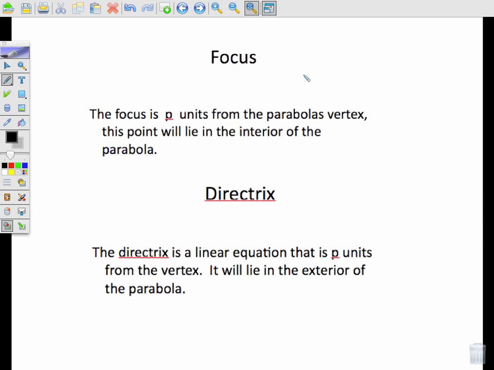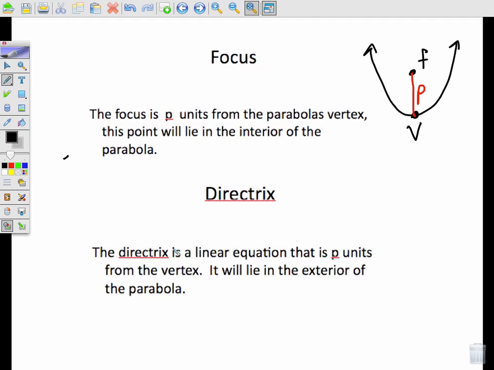With that, we have a couple definitions. One of them is the focus. The focus is a point that is p units from the parabola's vertex. So if this is my parabola, and this is the vertex, and this is my focus, then what this is telling me, and the focus is always on the inside, the interior, then this distance is p units. Well, the p comes from our formulas.